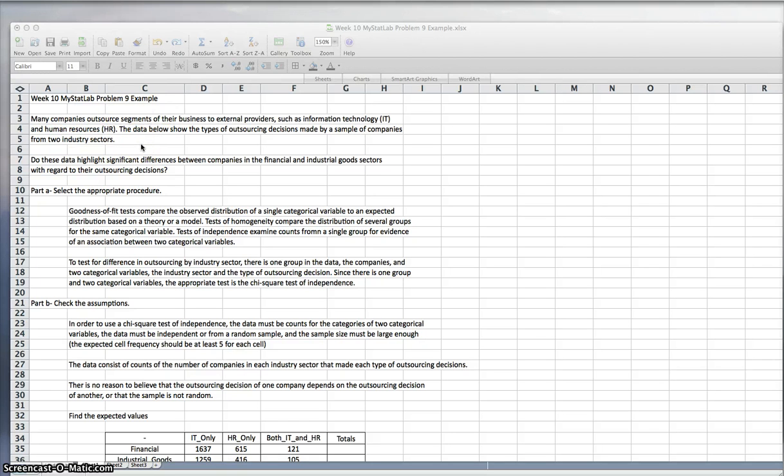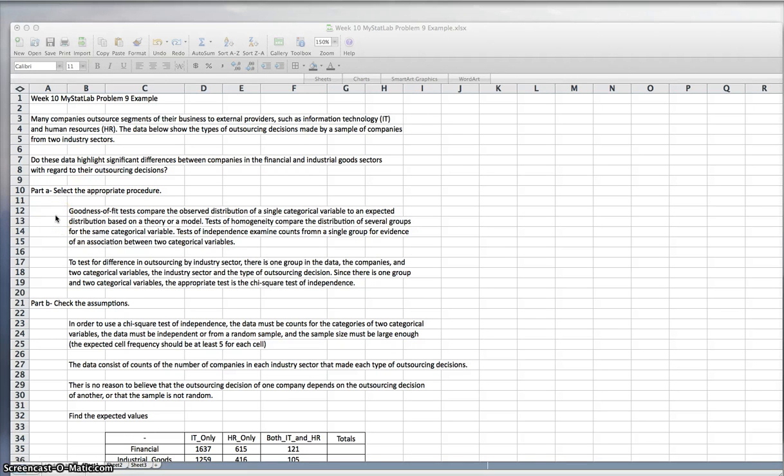Many companies outsource segments of their business to external providers, such as information technology and human resources. The data below show the types of outsourcing decisions made by a sample of companies from two industry sectors. Our data is down here a little ways. We'll get to that in a minute. Let's go ahead and look at part A of our problem, which asks us to select the appropriate procedure.